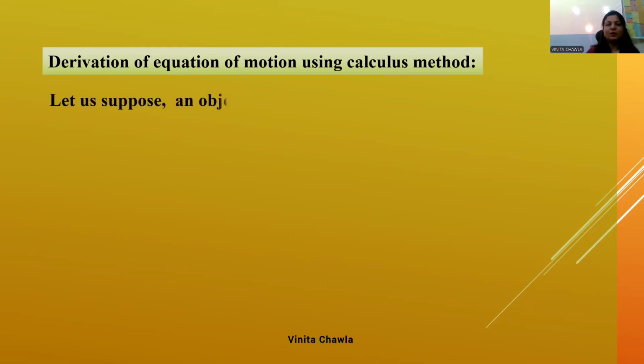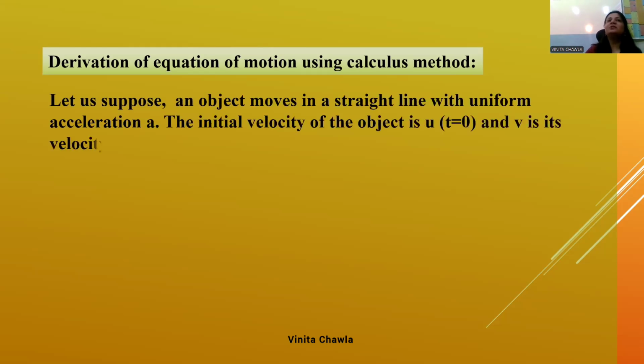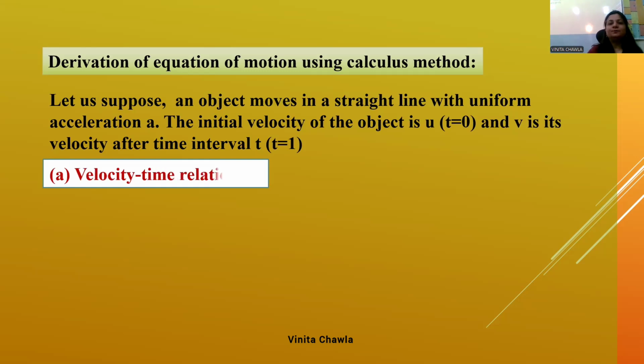Okay. So let's consider an object moving in a straight line with uniform acceleration. Uniform acceleration means the object is moving with constant acceleration. Acceleration is not changing, but there is a change in velocity. There is equal change in velocity in equal intervals of time. Consider the object's velocity as u at t equals 0. So the time at which we started observing the object, its velocity is u. It was moving with some velocity u, and after time t, it attains velocity v. So there is a change in velocity. There is acceleration.